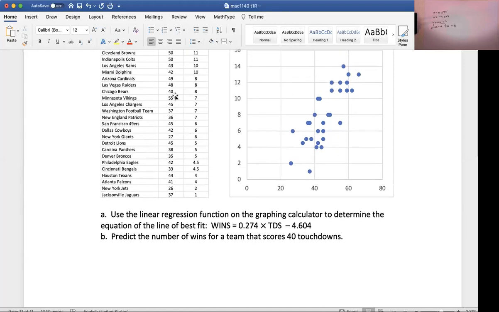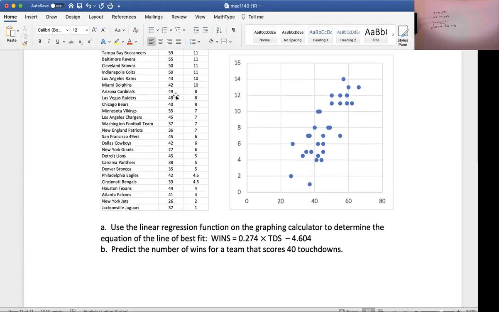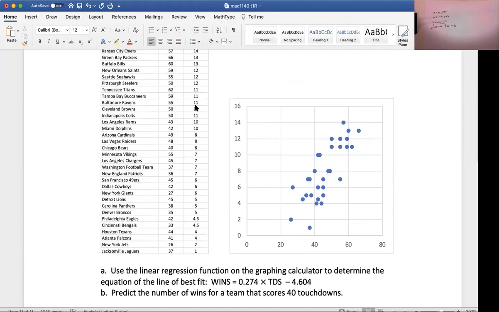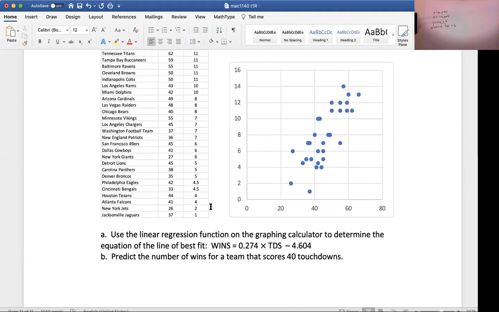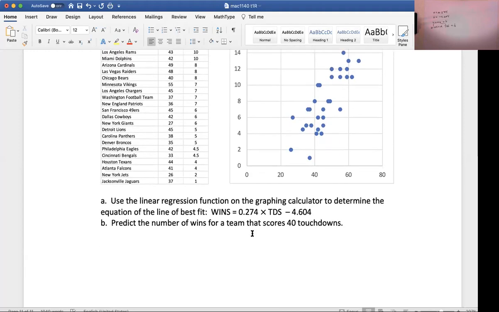So the Chicago Bears, for example, scored 40 touchdowns, and they had 8 wins. Do they have more than they should have based on this model? Whereas the Philadelphia Eagles scored 42 touchdowns, but only had 4.5 wins. So interesting to see what this model predicts. So we're going to take our 0.274 times 40 minus 4.604.